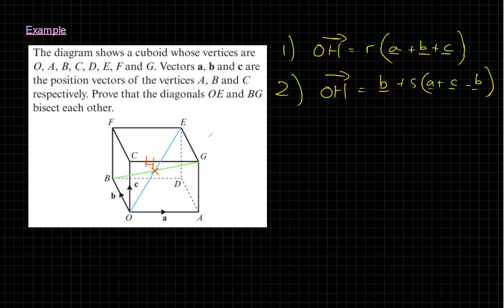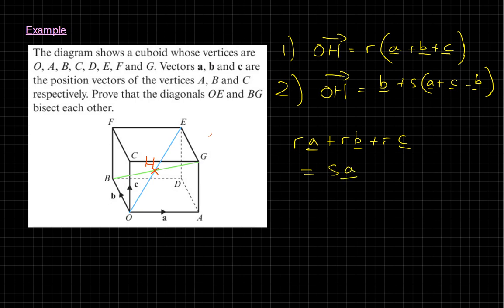Okay, now let's just equate these. So we've got r lots of a plus r lots of b plus r lots of c, and that's equal to, let's see here, how many lots of b? Oh, let's do how many lots of a. We've got s lots of a. How many lots of b? We've got minus s plus 1. So 1 minus s lots of b, right? So that 1 comes from this b here, and that minus s comes from the fact that I'm multiplying s here by minus b. And then we've got s lots of c.